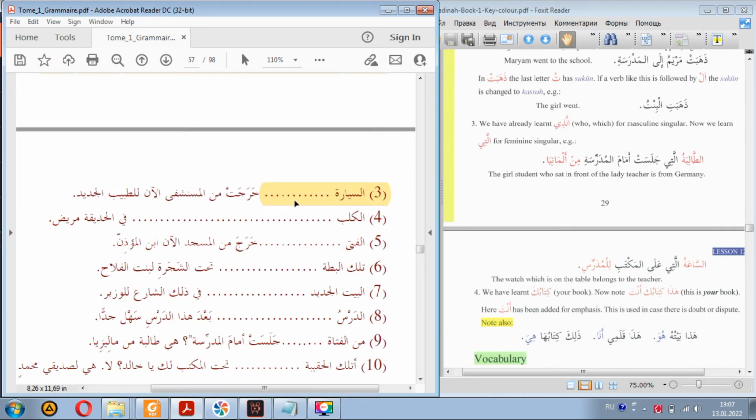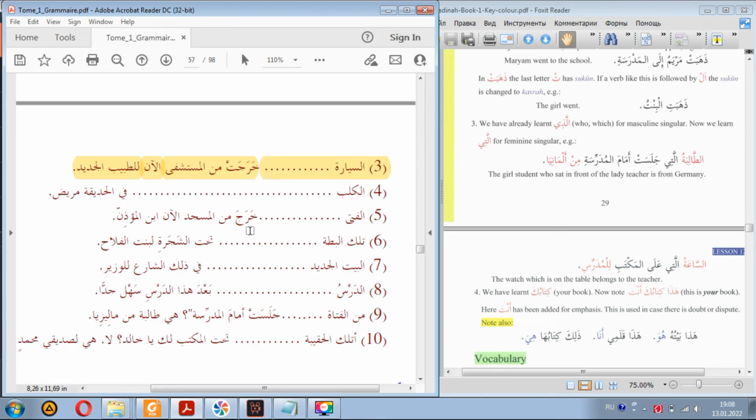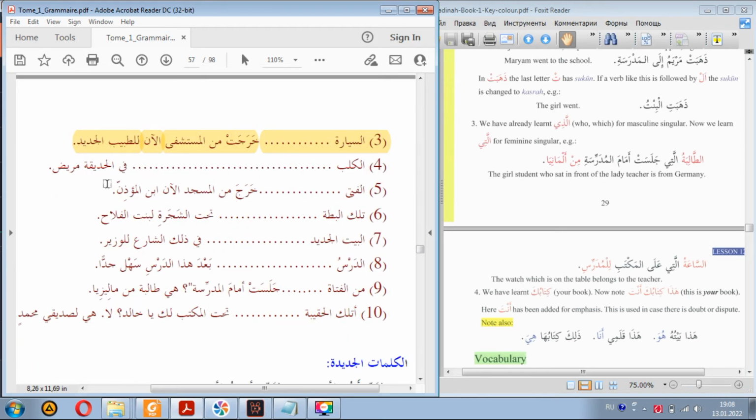السيارة التي, السيارة has ta marbuta in the end, and therefore we say التي, because التي is used when it goes back to feminine. You already know that perfectly well. السيارة التي خرجت من المستشفى الآن للطبيب الجديد. The car that went out from the hospital just now belongs to the new doctor. الكلب الذي في الحديقة مريض. الكلب is masculine, therefore we say الذي في الحديقة مريض.